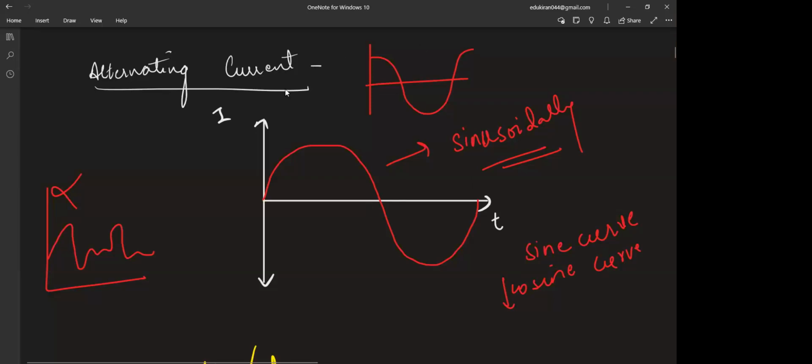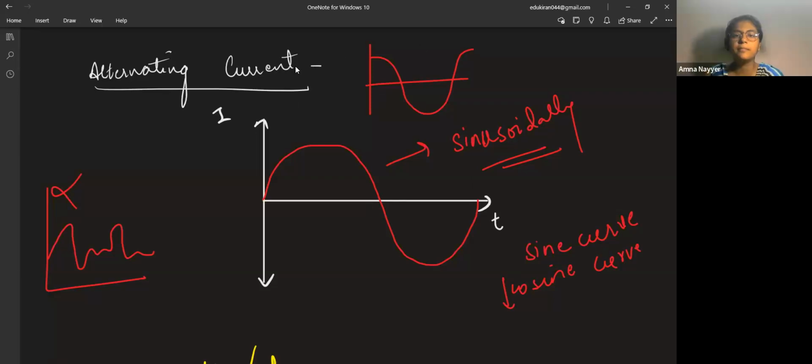Ma'am, cosine means cosec? Yes, yes. It will start from the maximum value. This is the zero value. Sine starts from zero. All those students who have mathematics, I think they will be aware of this already. Sine curve, cosine curve and all. So this is what is meant by alternating current. This you have to identify through the graphs, through the values.